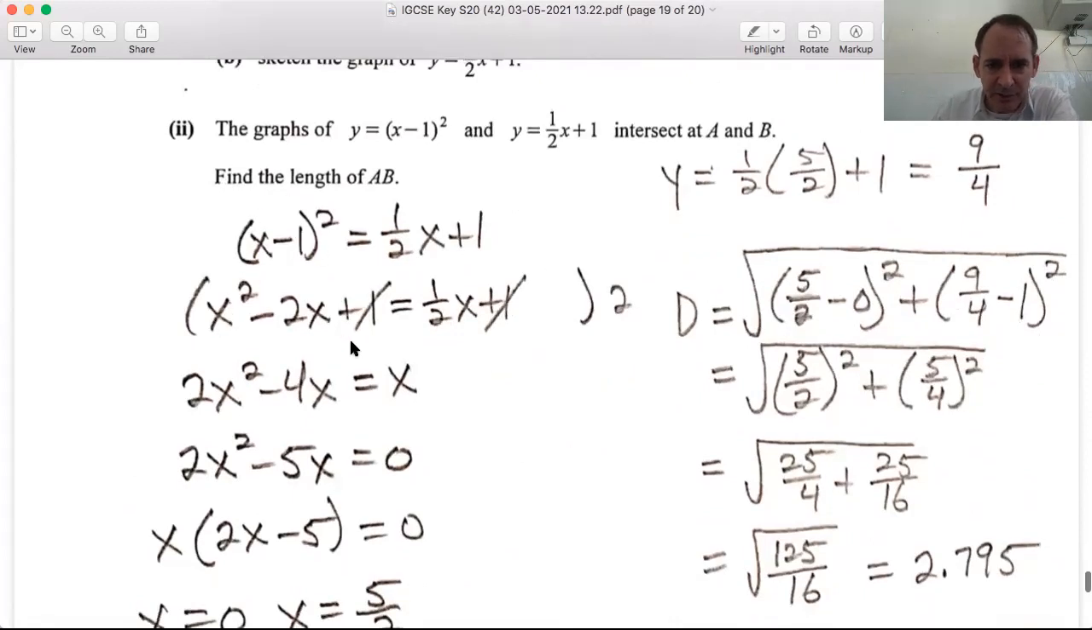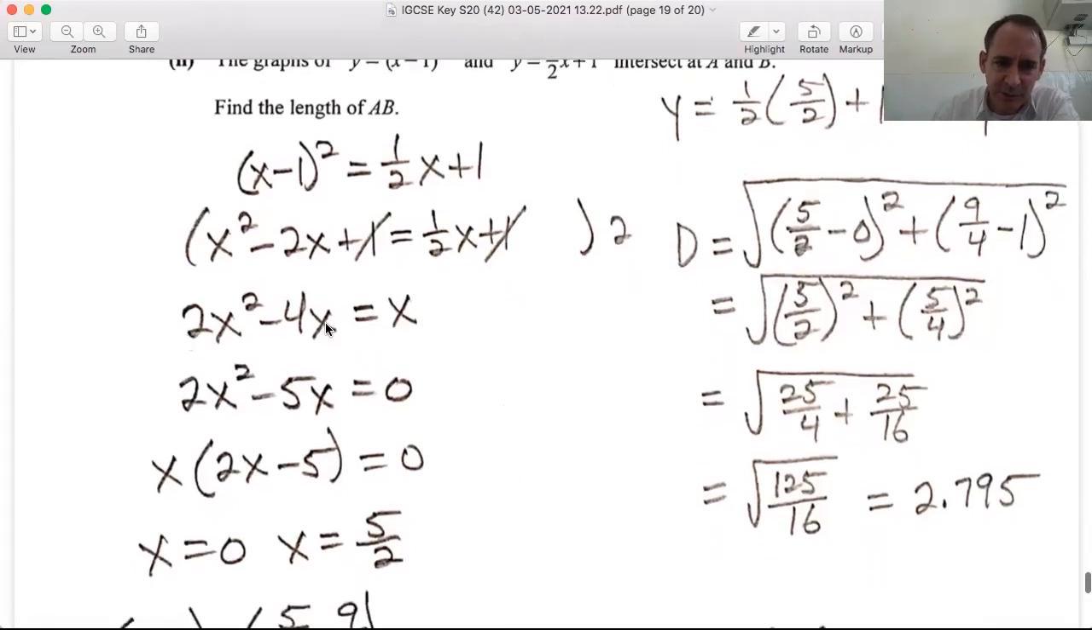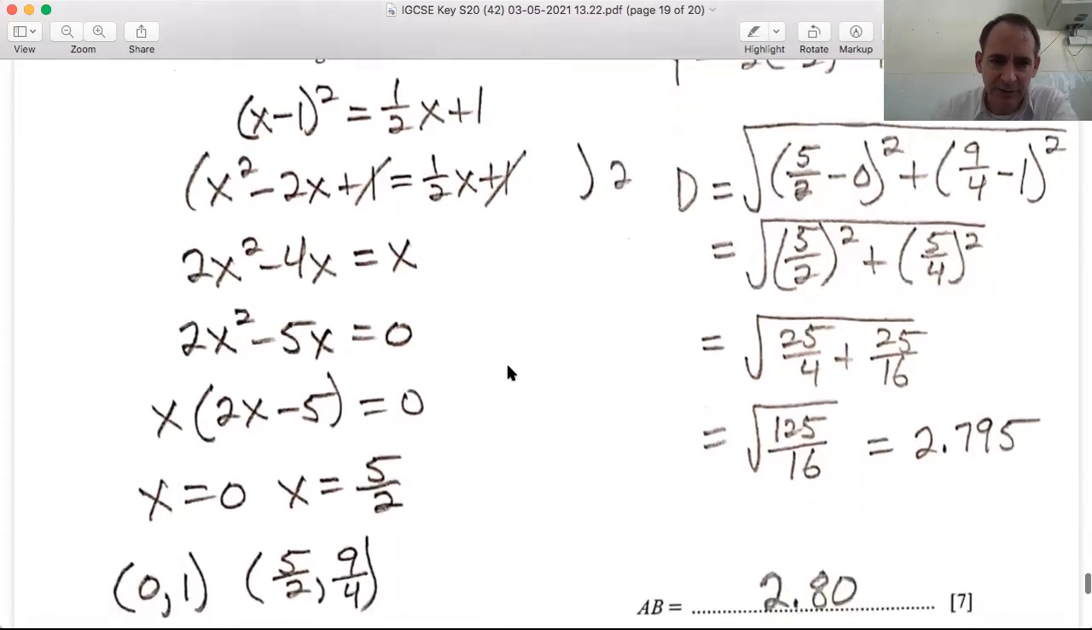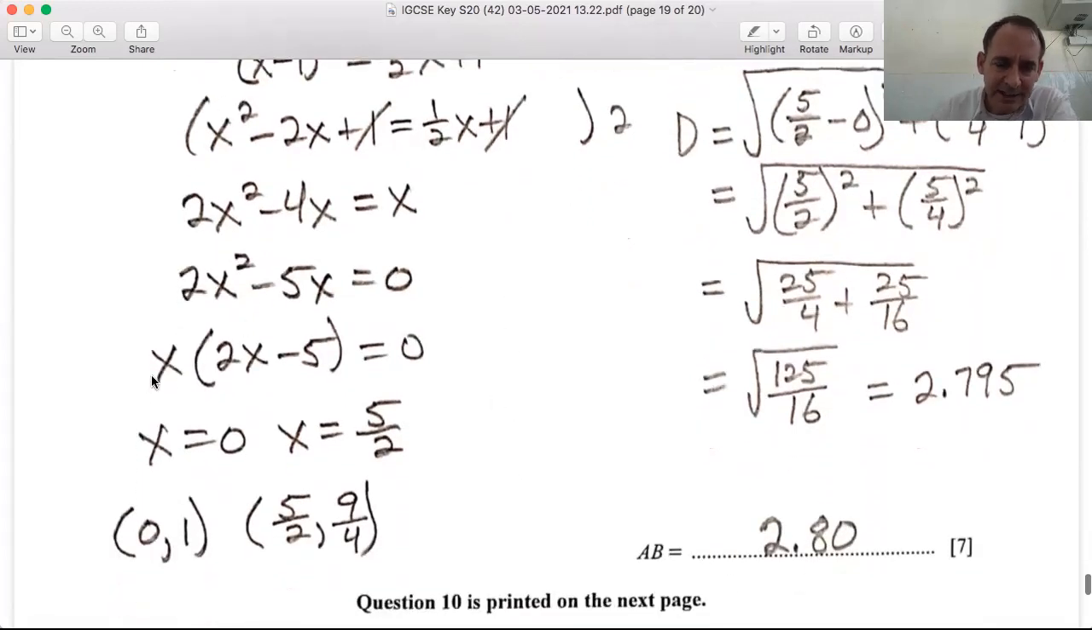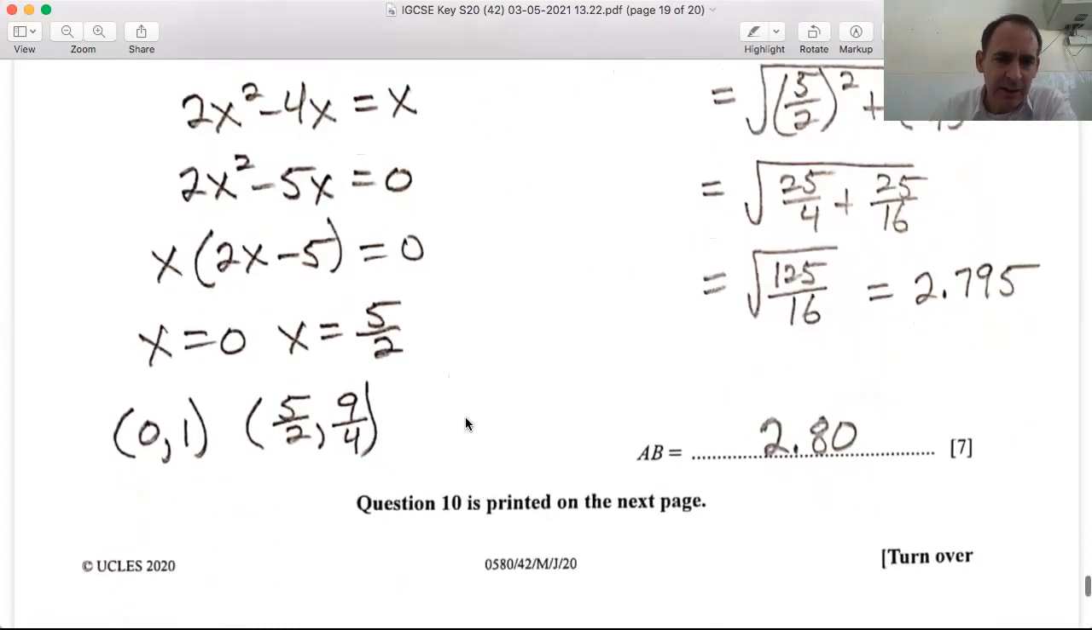Multiply out your x minus 1 squared, you get x squared minus 2x plus 1 equals 1/2 x plus 1. You can subtract 1 from both sides. Notice we have a fraction here with a 2 in the denominator, so we're going to multiply everything by 2 to get rid of the fraction. That gives us 2x squared minus 4x equals x. Subtract x to the other side gives us 2x squared minus 5x equals 0. Factoring gives us x times 2x minus 5. Set both of those equal to 0. So we get 0 and 5/2.